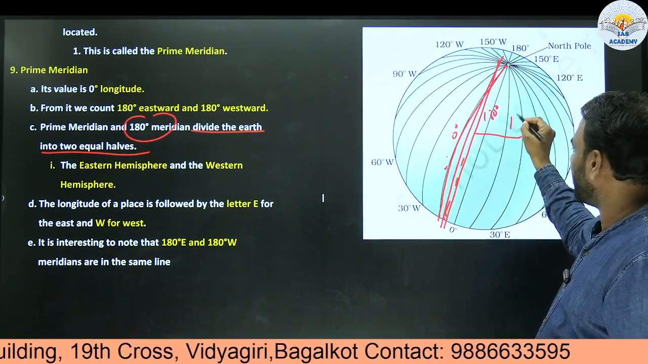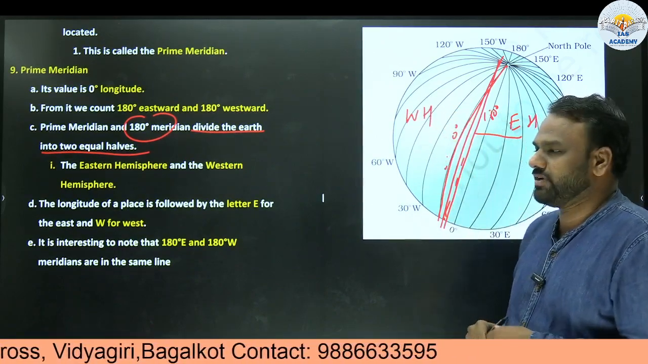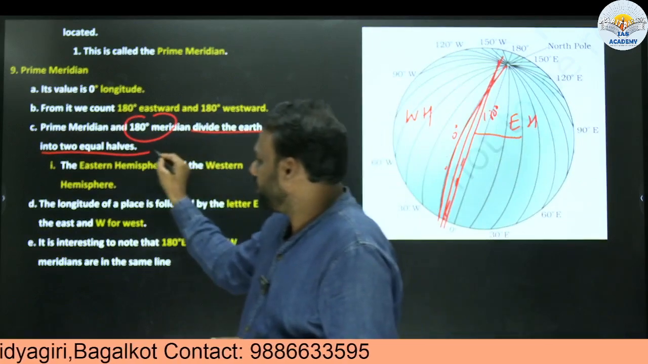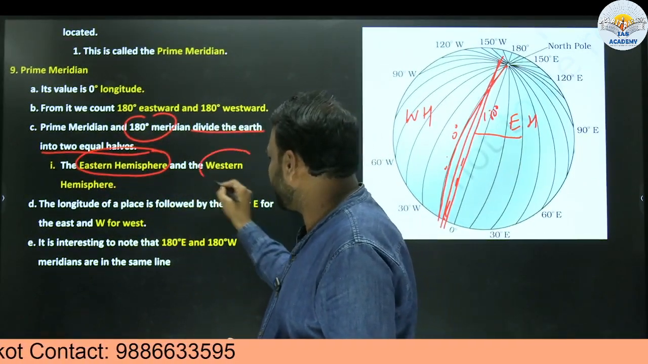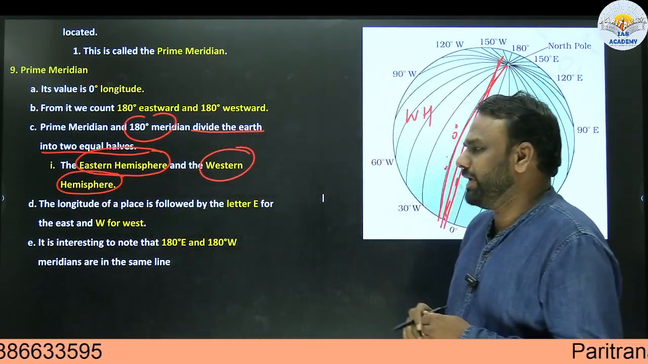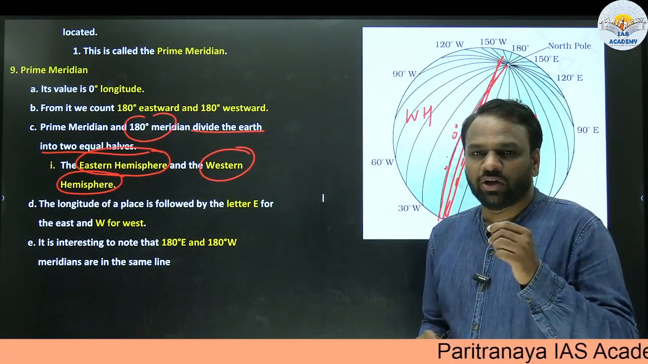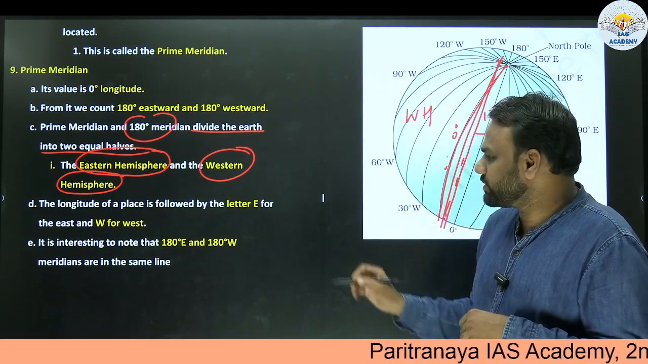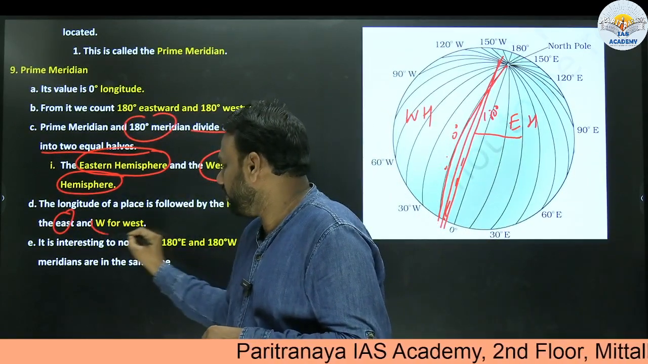Towards the right, it will be called the eastern hemisphere, and towards the west, it will be called the western hemisphere. So the eastern hemisphere is towards the right of the prime meridian, and the western hemisphere is towards the left of the prime meridian. Similar to north and south latitudes, we'll be using the letters E for east and W for west.